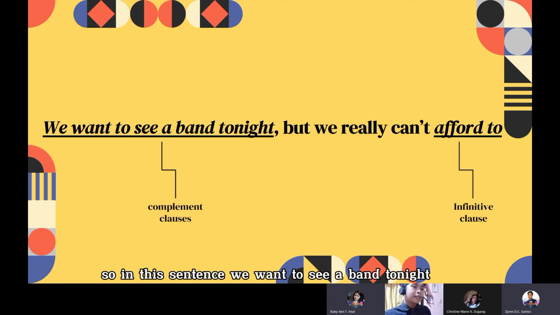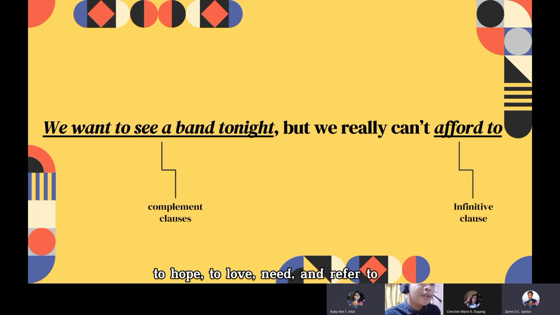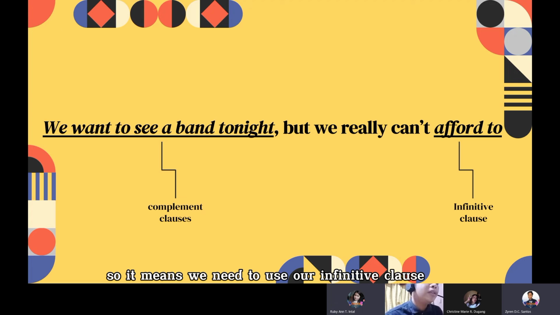So in this sentence, we want to see a bun tonight, but we really can't afford to. So there we go. I just want to say that if a complemented verb is used in a sentence, such as advise, afford, be able, choose, decide, accept, expect, hate, hope, love, need, and refer, there must be a "to" after this.